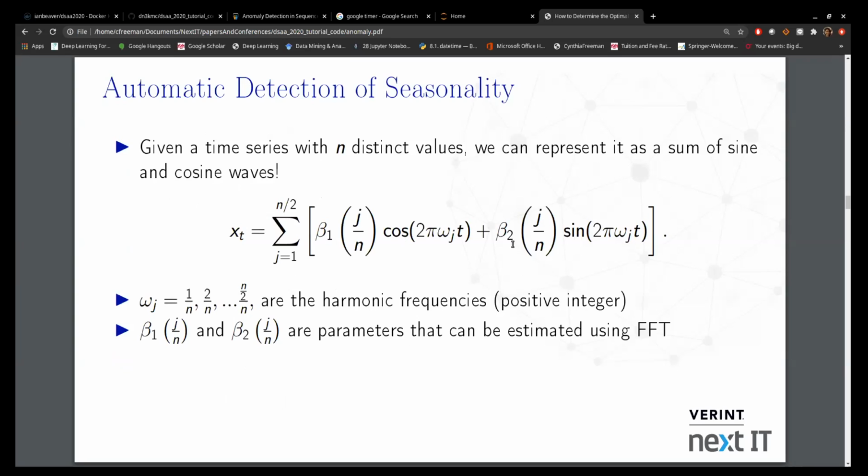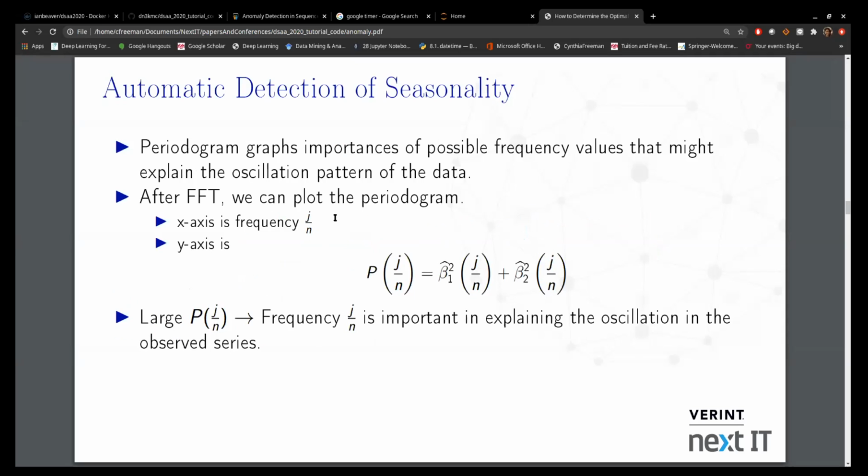And you want to think of these beta 1s and beta 2s as regression parameters. And estimation of these regression parameters is typically done using fast Fourier transform, or FFT. You don't normally have to do this. You have computer software to do this for you. After we estimate beta 1 and beta 2 using FFT, we can create the periodogram.